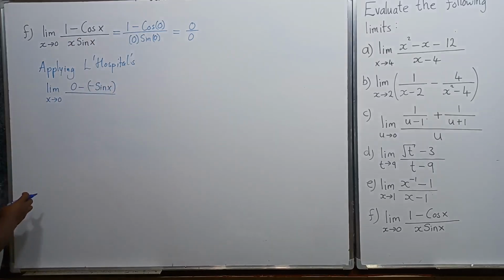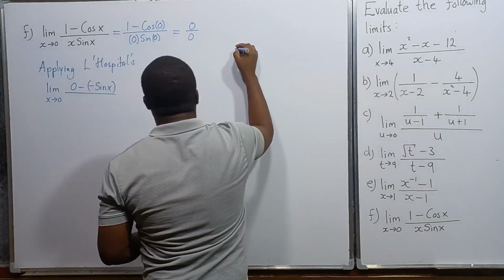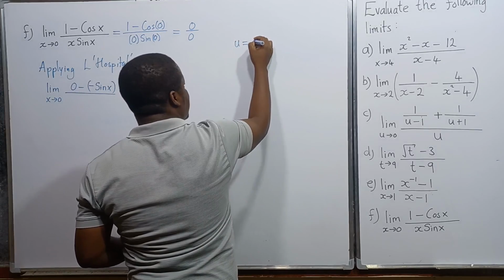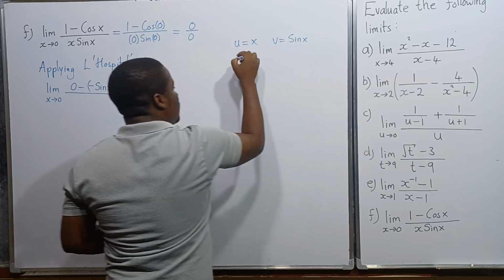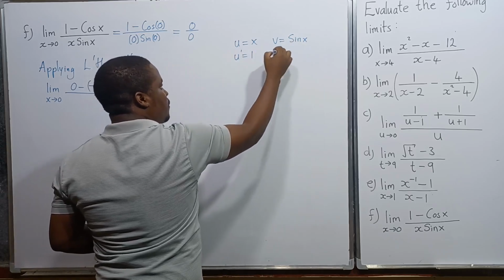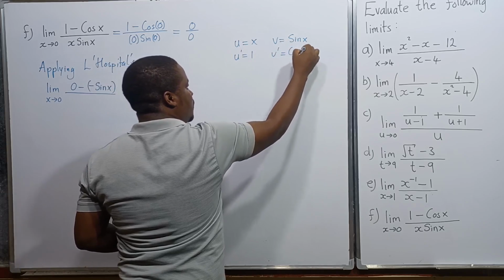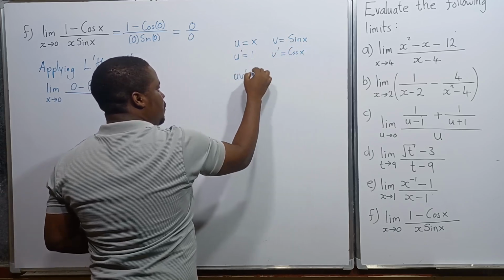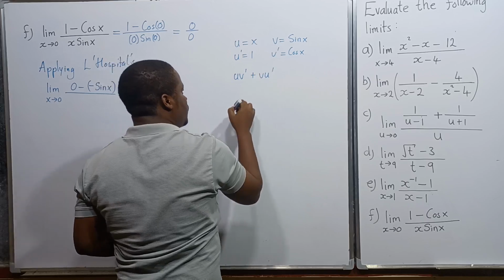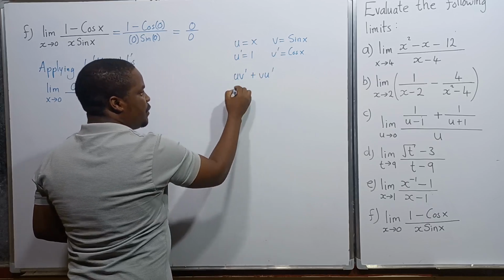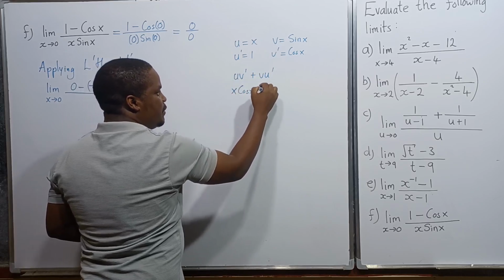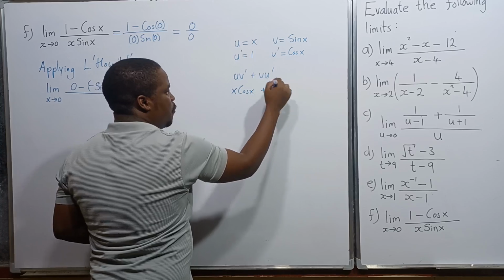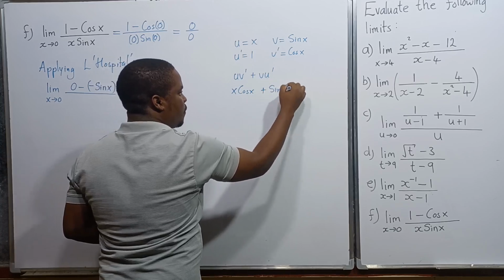The derivative of cos is a negative sine. For the denominator, we have x multiplying with sine, so we have to apply the product rule. Our first function is u, which is x. Our second function is v, which is sine. The derivative of u is 1. The derivative of v is cos. Product rule is u v prime plus v u prime. So we do the replacing. Our u is x, our v prime is cos, our v is sine, and our u prime is 1.